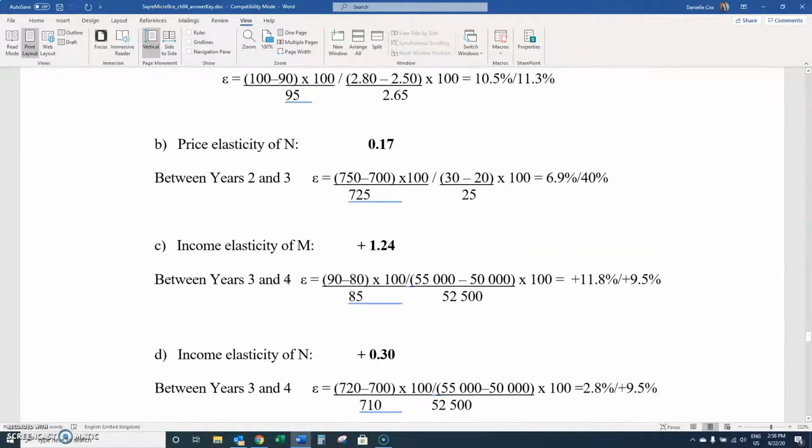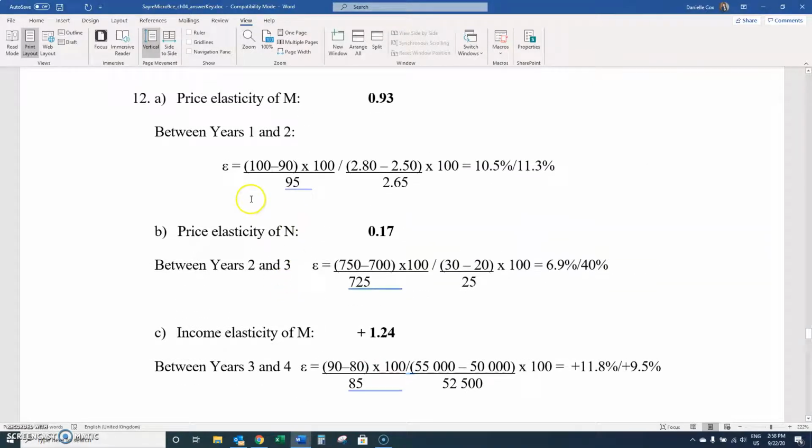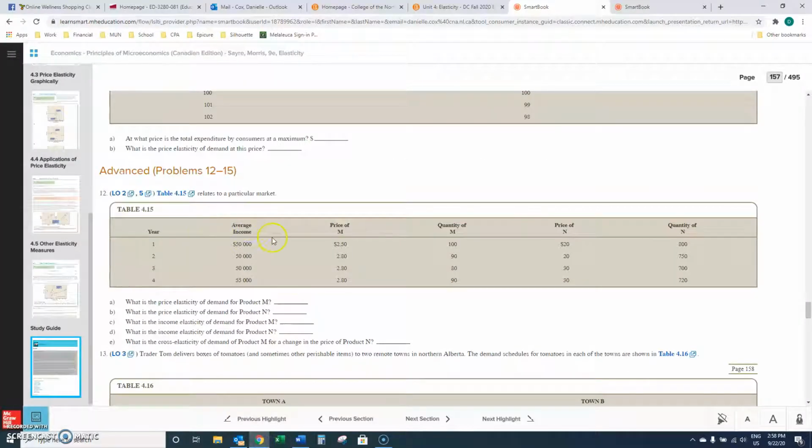It's just totally random. You need to pick a time period, like between year 1 and 2, so you can get the change in price, or the change in income, and the change in quantity demanded. You need those things from one year to the next, but it doesn't matter which year you're choosing. So that's for that one.